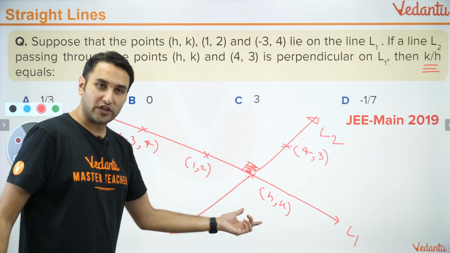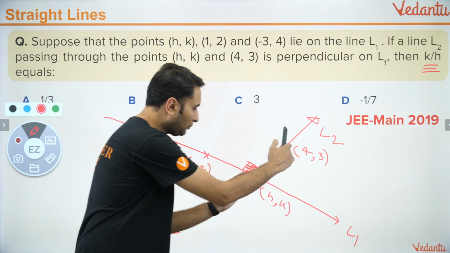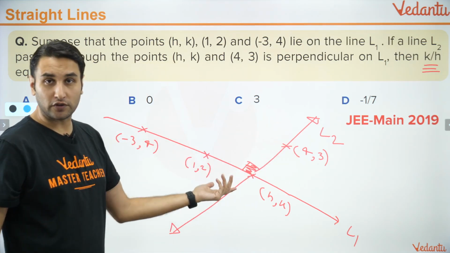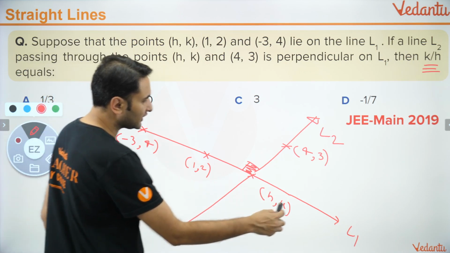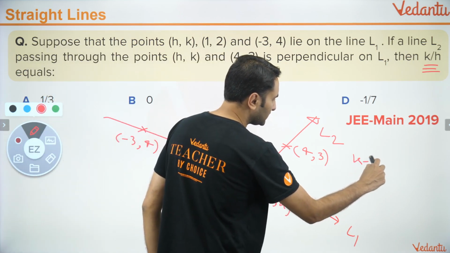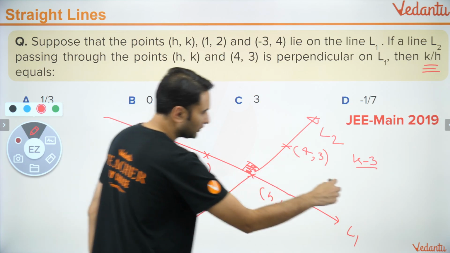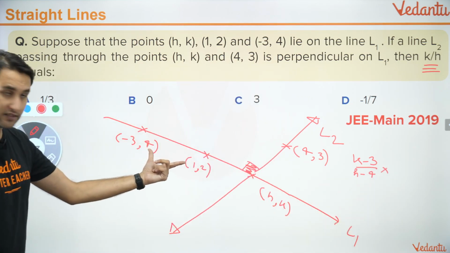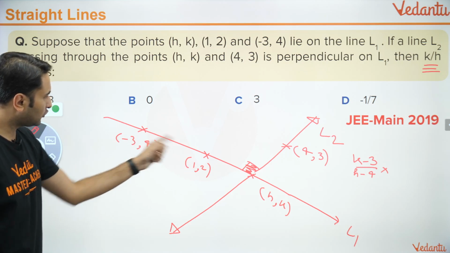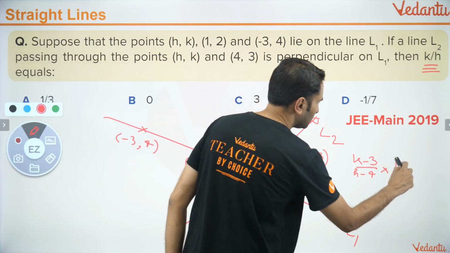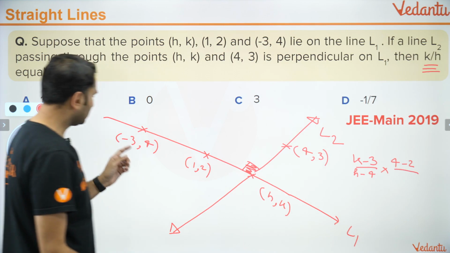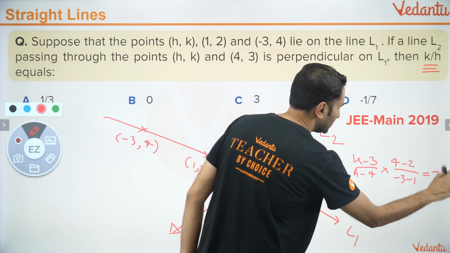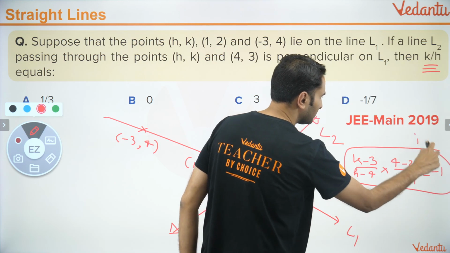So, equation 1, this slope into this slope is -1 because it is perpendicular. So what will equation 1 be, children? K minus 3, this slope, into H minus 4, multiplied by this slope. How much will it be? 4 minus 2 upon -3 minus 1. So this is your equation number 1.